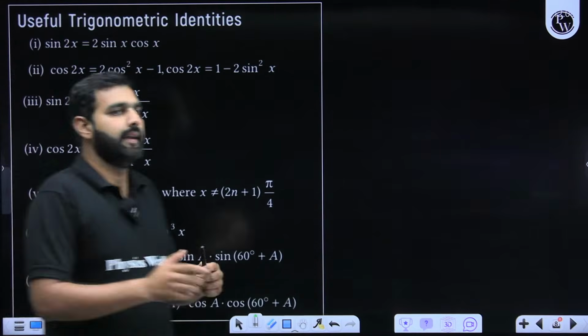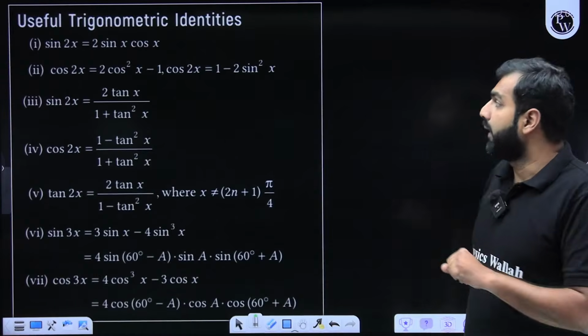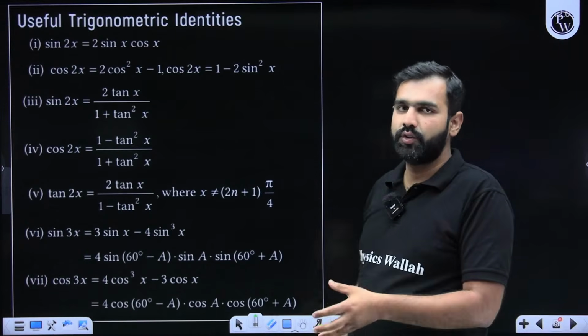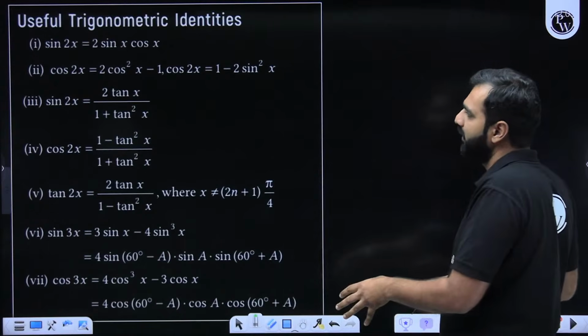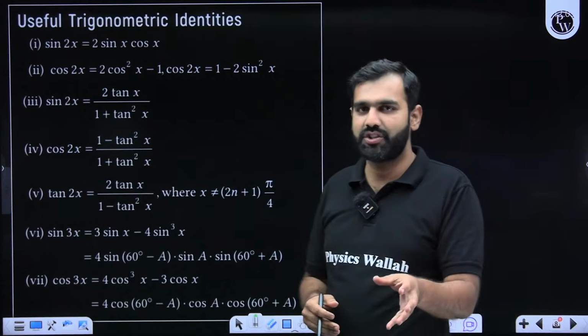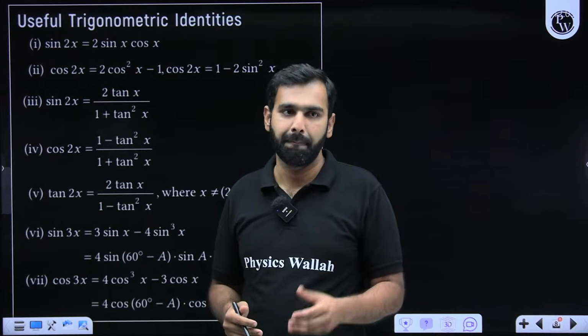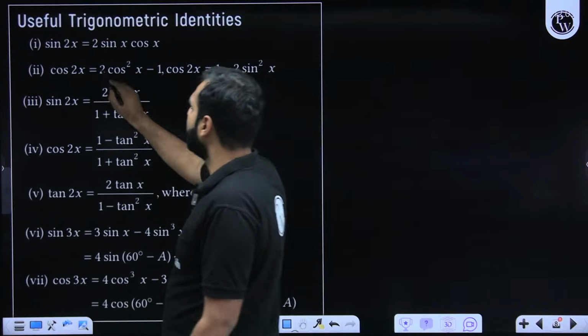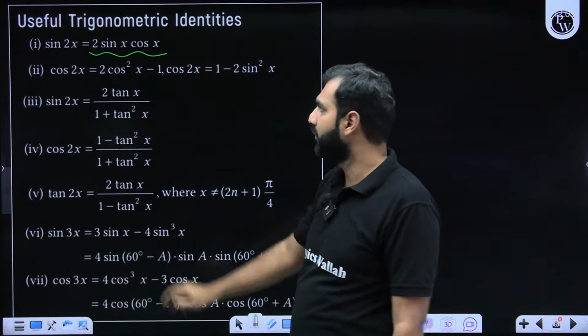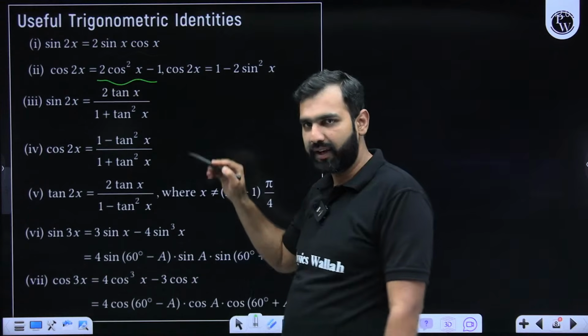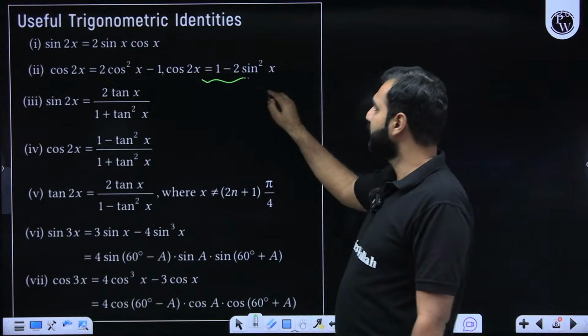Perfect. Now, the next part is, we know that these are some identities which we study in trigonometry, but why am I asking you to study them here? Differentiation and integration use a lot of trigonometric formulae. How? Have a look at that. We know sin 2x is 2 sin x cos x. Cos 2x has multiple variants. For example, one of the variants is 2 cos square x minus 1. The other one is 1 minus 2 sin square x.